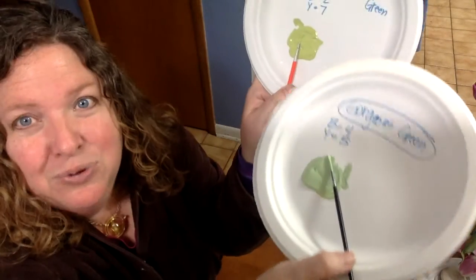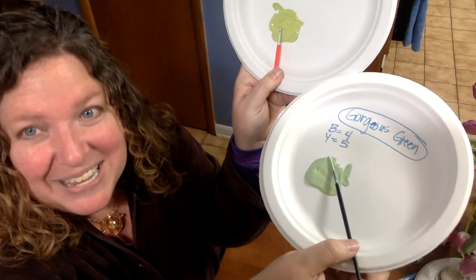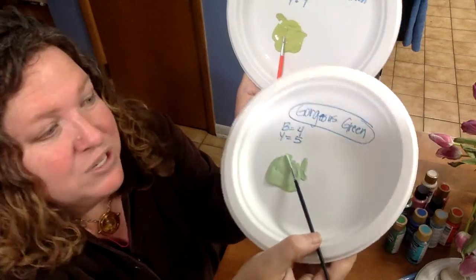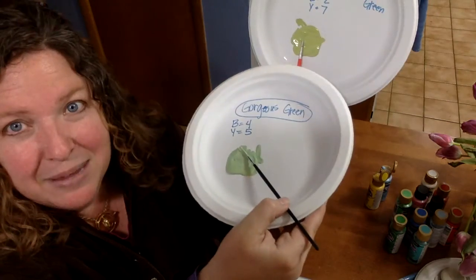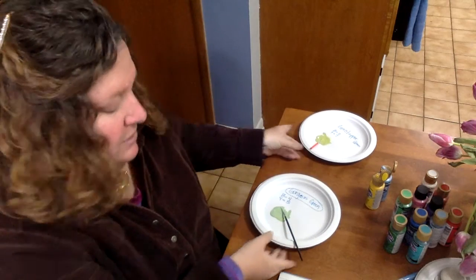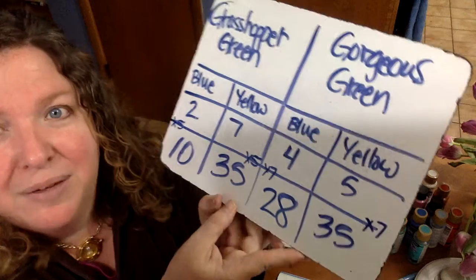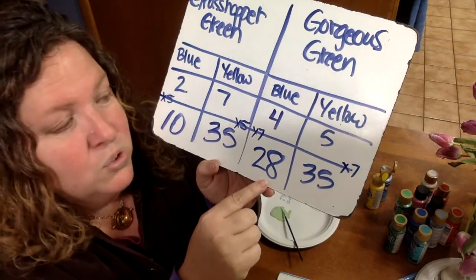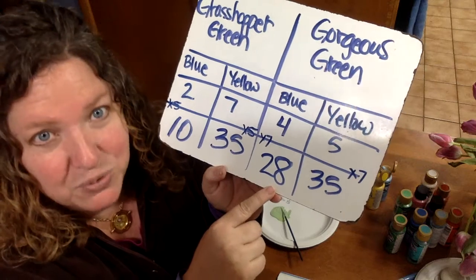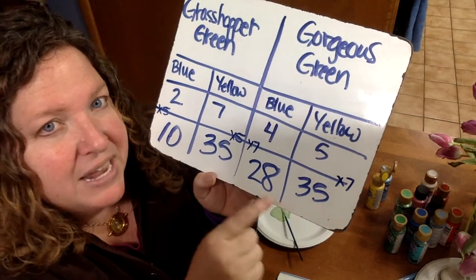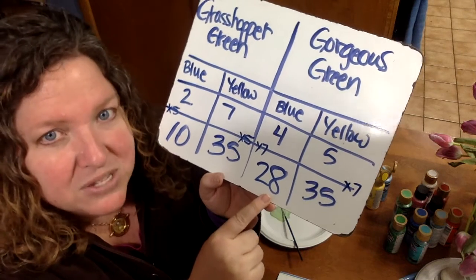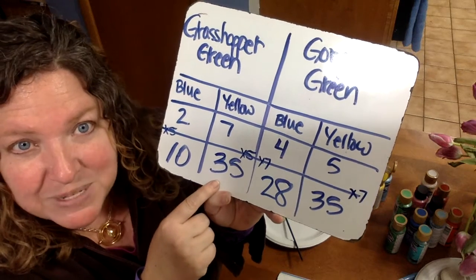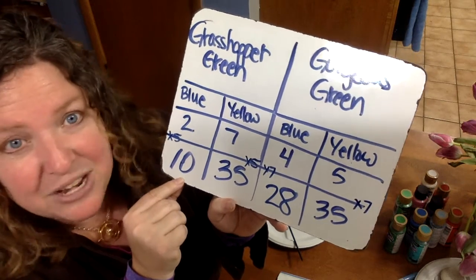Interestingly, you can actually see the difference in our plate, can't you? You can see that gorgeous green looks a lot more blue and grasshopper green looks a lot more yellow. Now, how does that look with the numbers? Look at this. For every 35 drops of yellow, gorgeous green has 28 drops of blue. It's not quite half and half, but it's not a long ways off. Look at grasshopper green. For every 35 drops of yellow, there's only 10 drops of blue.